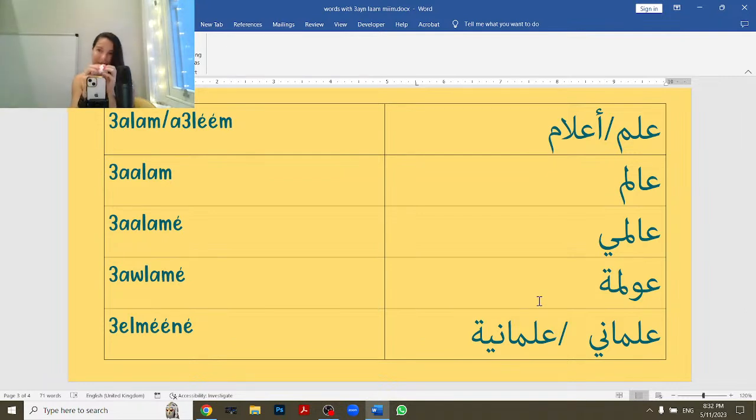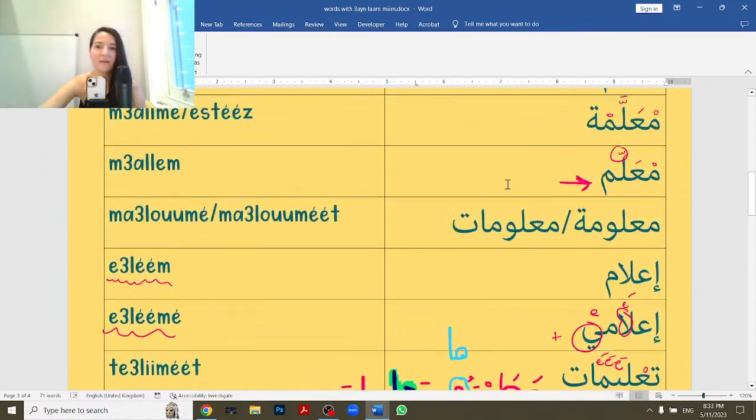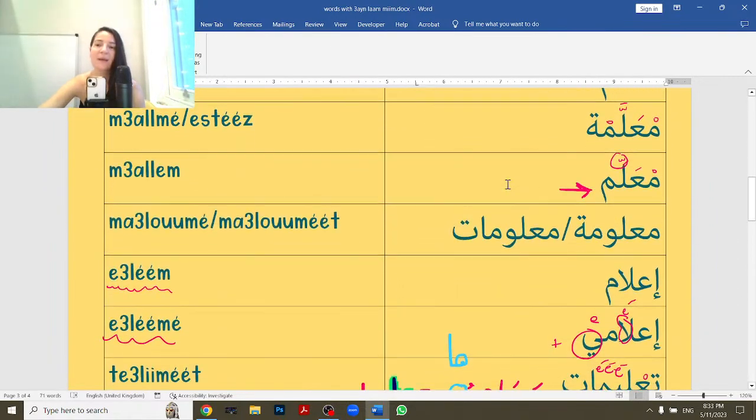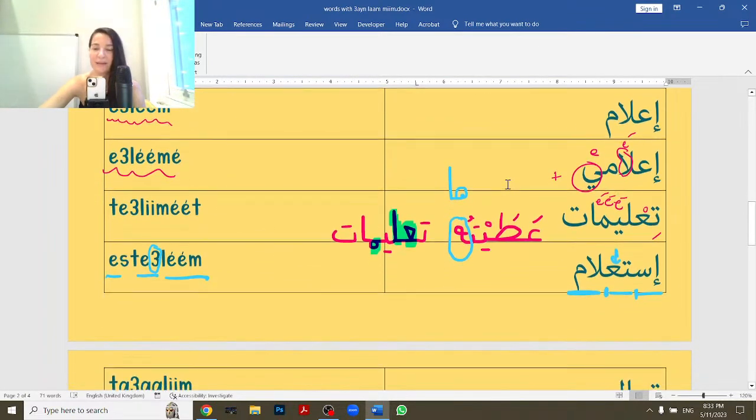They have عين, لام and ميم, but I don't see any relation to knowledge. I should have checked this before, by the way. Okay, so that's why I put it in a separate section. It's fine, maybe رائد knows. So رائد, we're doing words with عين, لام and ميم, anything that has to do with knowledge like إعلام, إعلامي, استعلام, تعليمات.